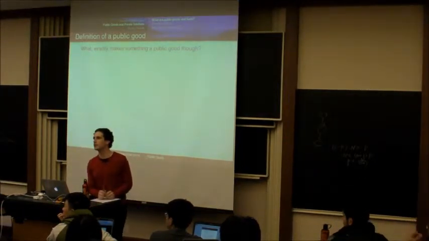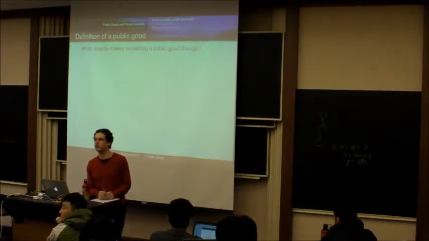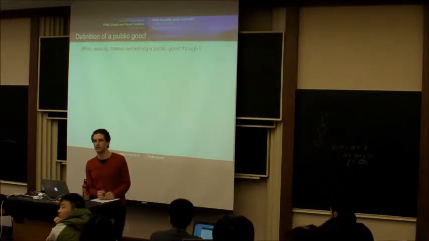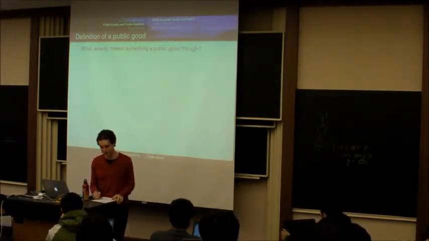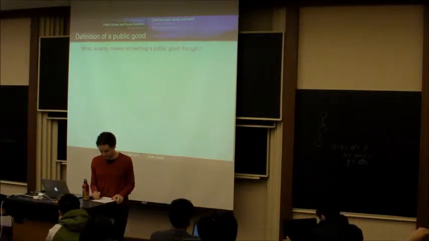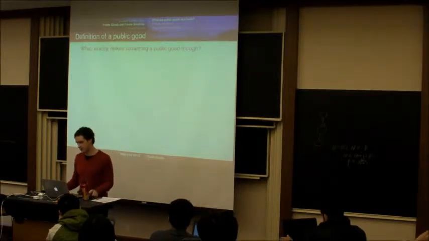Does anyone else want to say what the definition of a public good is? The classic textbook definition? Non-excludable and non-rival. Yep, and what do those things mean? Non-excludable means that you can't exclude anyone from it. And then non-rival means that one person using it doesn't make the product worse for somebody else. Yeah, exactly.